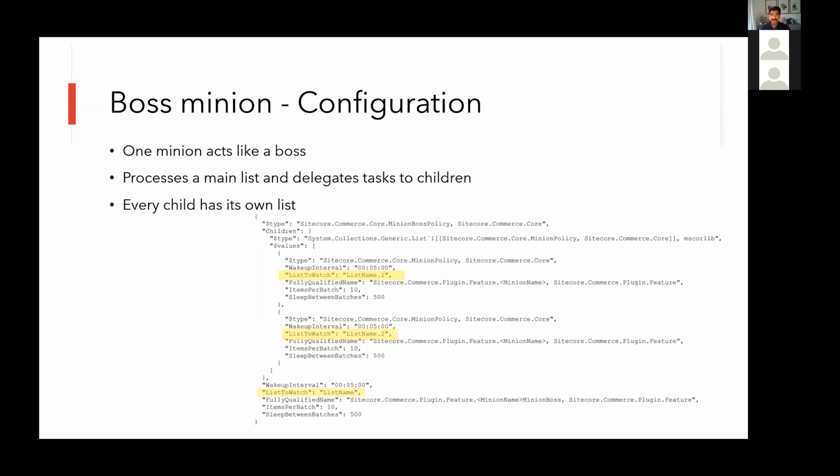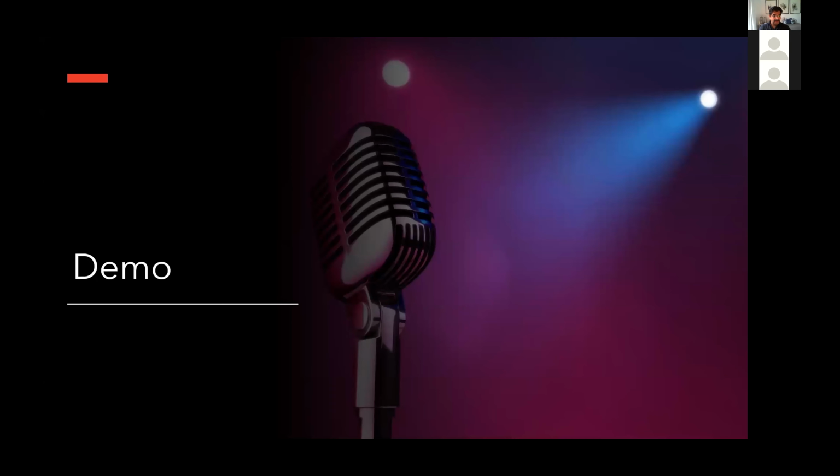List name one and list name two will be picked up by the child minions, and they will perform the intended task, not exactly the same functionality as the boss. So I'll keep it pretty short and simple, and I will go on to the demo, unless you've got any questions. Otherwise I'll go into the demo after this.